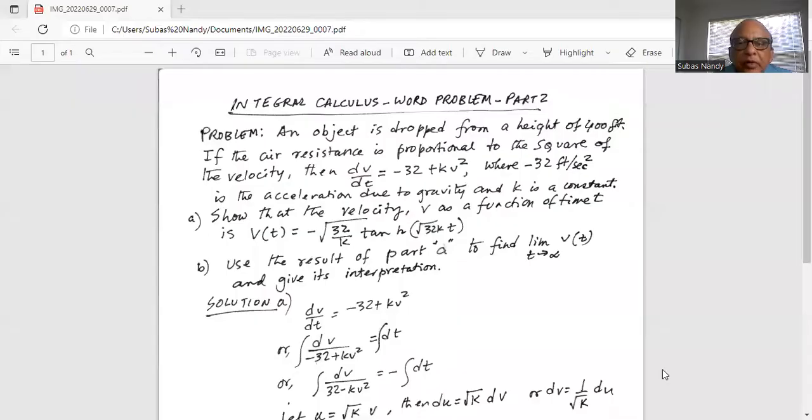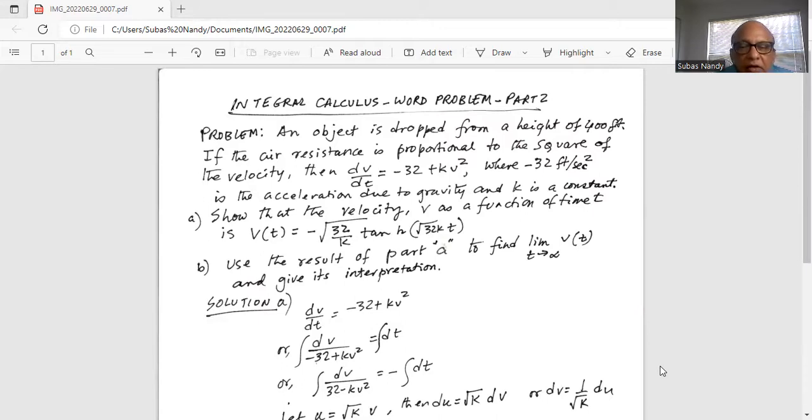An object is dropped from a height of 400 feet. If the air resistance is proportional to the square of the velocity, then dv by dt is equal to minus 32 plus kv square, where minus 32 feet per second square is the acceleration due to gravity and k is a constant. Show that the velocity as a function of time t is minus the square root of 32 over k times tangent hyperbolic of the square root of 32k times t.